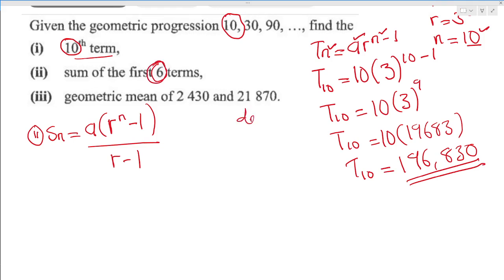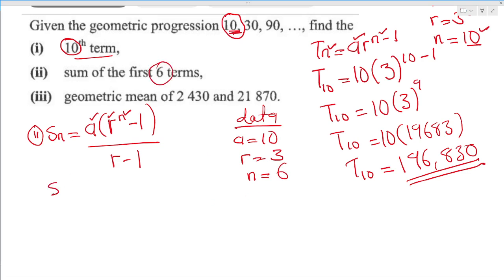So let's put our data table there. If you look at that formula, we need A, R, and N. So our A is 10. Remember the first term right there. Our R is 3. And then our n, the term they're asking us to find, the sum of the first 6 terms. So meaning our n becomes a 6.